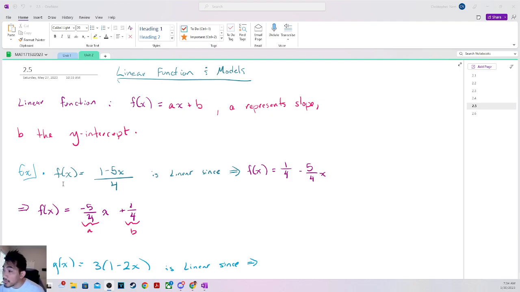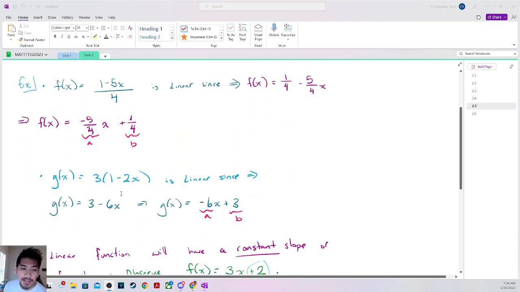And then I can use the commutative property to rearrange them. If I do so, remember the negative here belongs to the term itself, so you have to keep track of it when you commute. And in this case, I have an a value of negative 5 over 4, and I have a b value of positive 1 over 4. This is my slope. This is my y-intercept for this linear function.